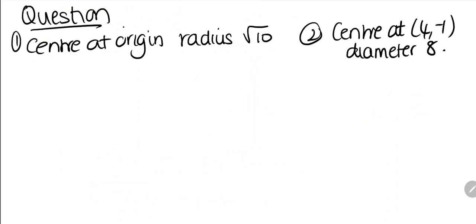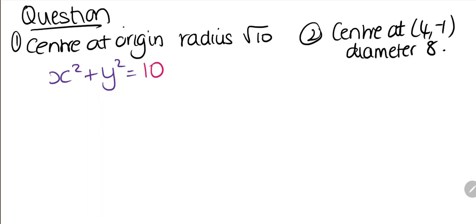Okay, let's have a look at these two questions. So we have a centre at the origin. So when the centre is the origin, we're just going to use x squared plus y squared is r squared. So x is at 0, 0, so we just need to substitute in the value. So if r is root 10, then r squared is going to be 10. So we'll just replace this with 10.